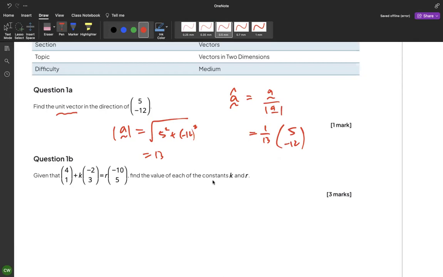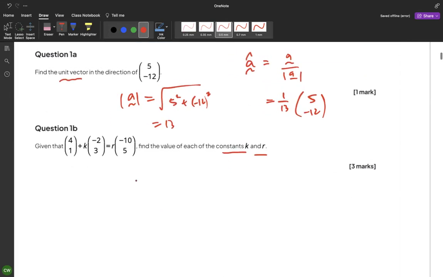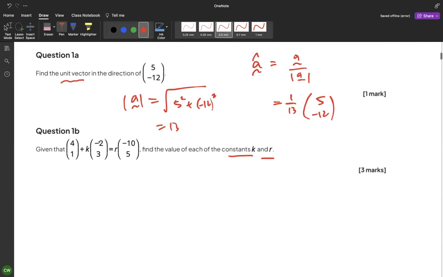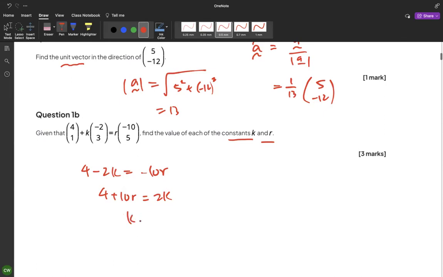Constant value given this, find the R and K. We can form two equations from here. The S coordinate will form the first equation. Okay, like that. 上面一排，下面一个。两个。And then this one you can rearrange a bit. 4 plus 10R is 2K. And divided by 2, K is 2 plus 5R, first equation. 可以吗？第一个。How about second equation? Second equation is 3K equal to 5R. Can you solve these two equations to find the K and the R?